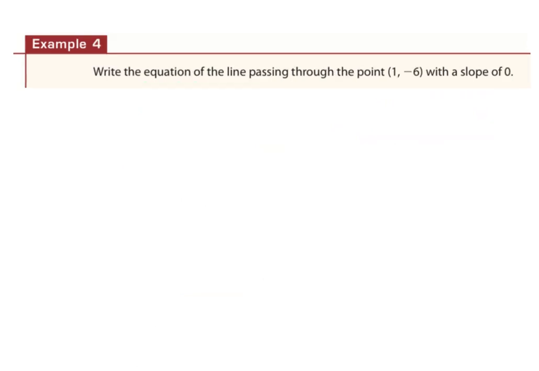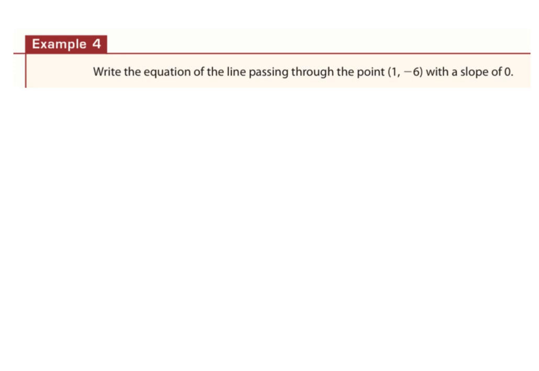All right. Write the equation of the line passing through the point 1, -6 with a slope of 0. A slope of 0. What type of line has a slope of 0, just by the way? Yeah, it's a horizontal line, okay? So we already know this is going to be a special case. The question is, how is this going to work out? So I'm going to show you the math behind it, and then I'm going to show you the shortcut.